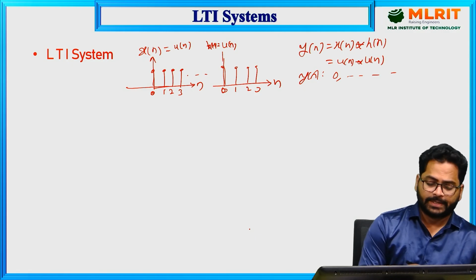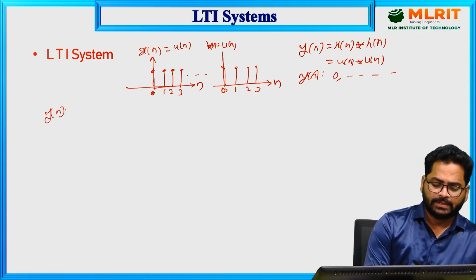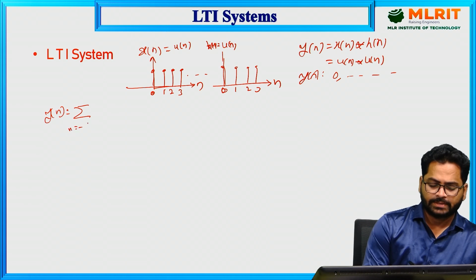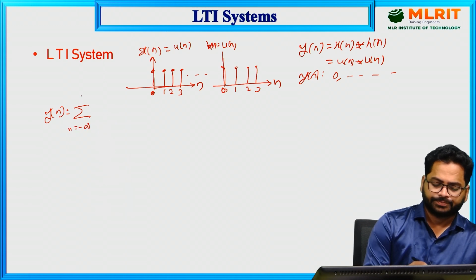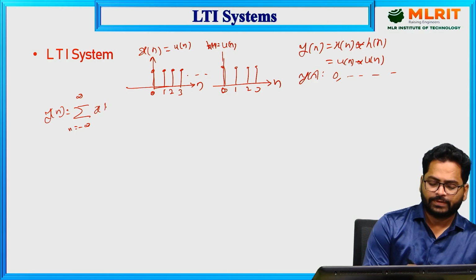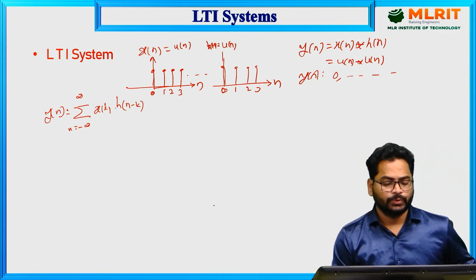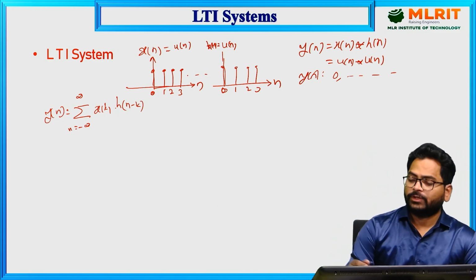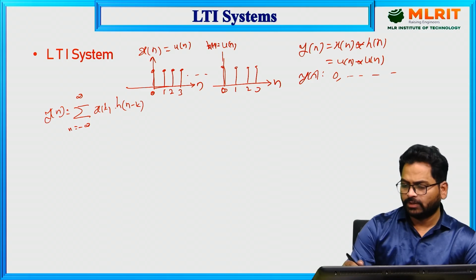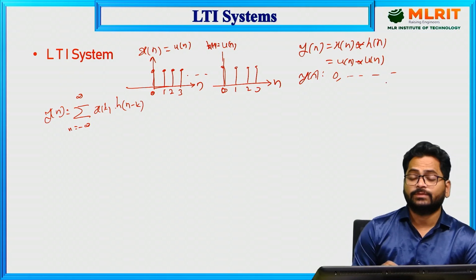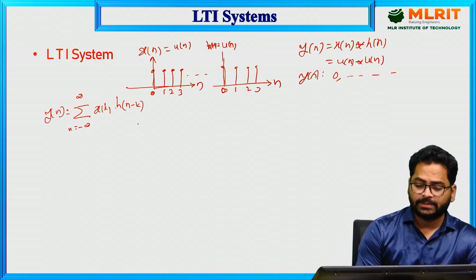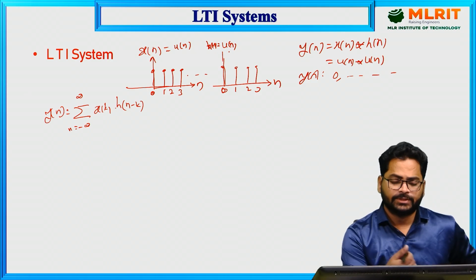First of all, I am writing the definition. y of n is nothing but summation k equals minus infinity to infinity of x of k into h of n minus k. This is the thing we need to do. In step 1 we calculated this. Now change the axis; change of axis is nothing but simply changing these values directly here.